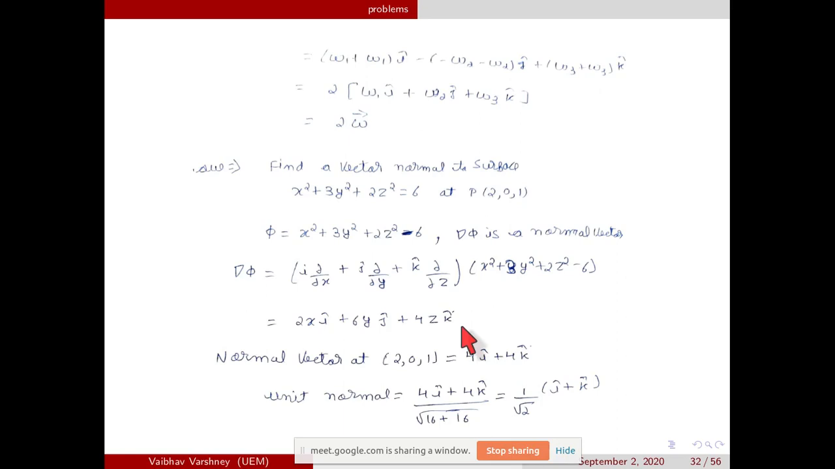We have to calculate the unit normal. For calculating the unit normal, you have to divide this vector by its magnitude, and we know that magnitude we can calculate as the square root of the sum of squares of all the components. So the magnitude of this vector will be the square root of 4 square plus 4 square, so square root of 16 plus 16, and it comes as 4 root 2, and 4 is cancelled from numerator and denominator, so we can write 1 by root 2 bracket i cap plus k cap. So this i cap plus k cap by root 2 is the unit normal vector to this surface at this point. Any problem in this question?